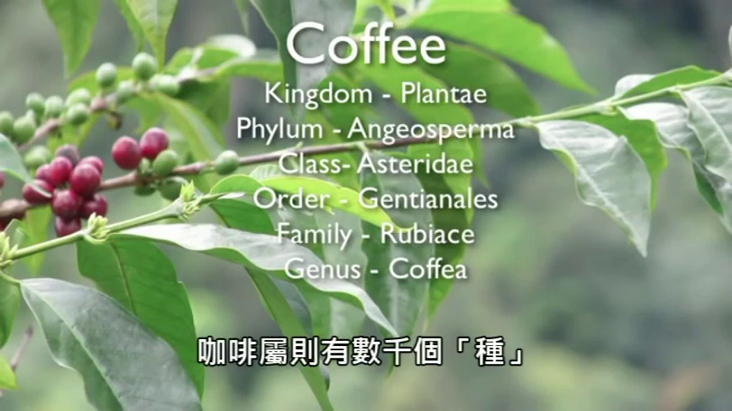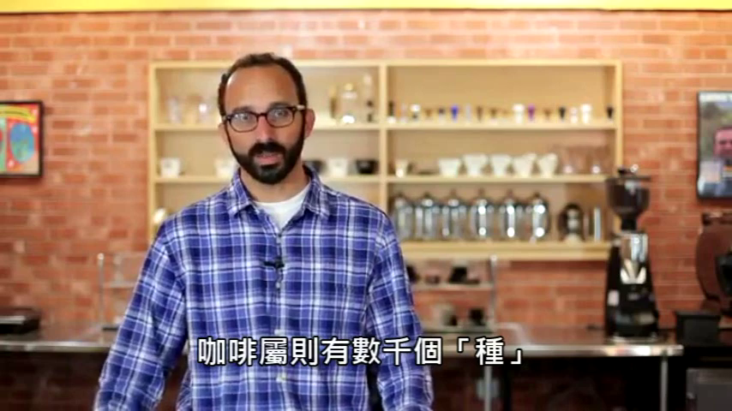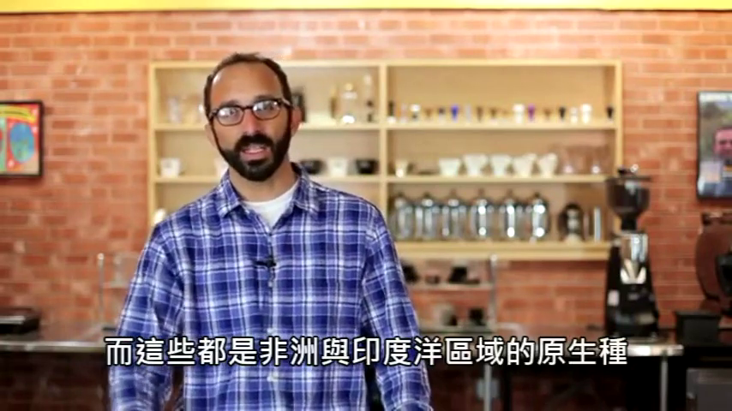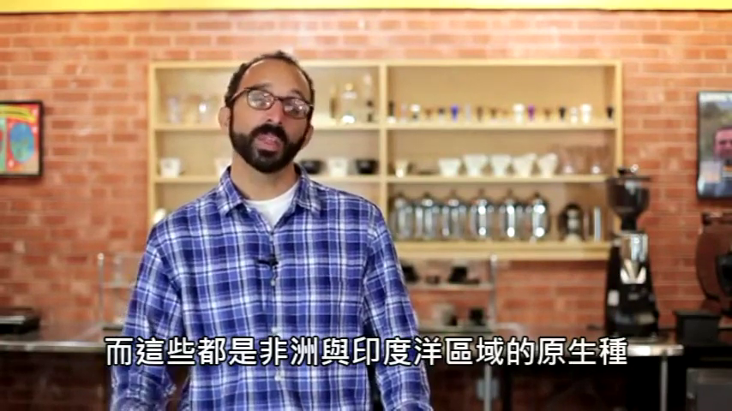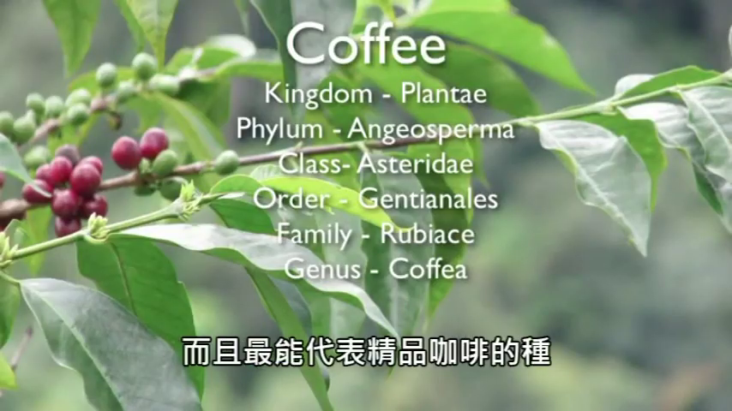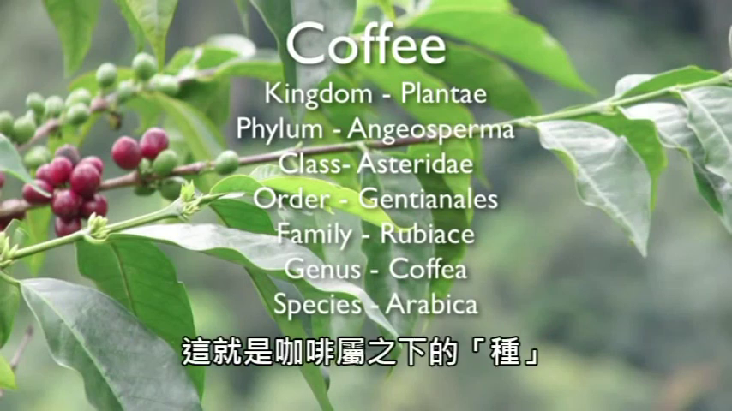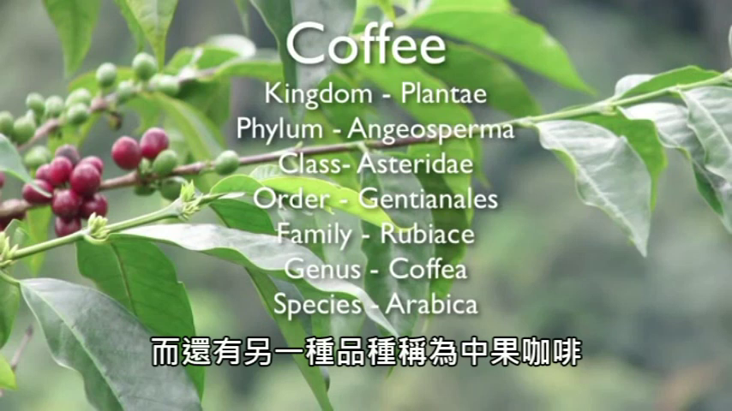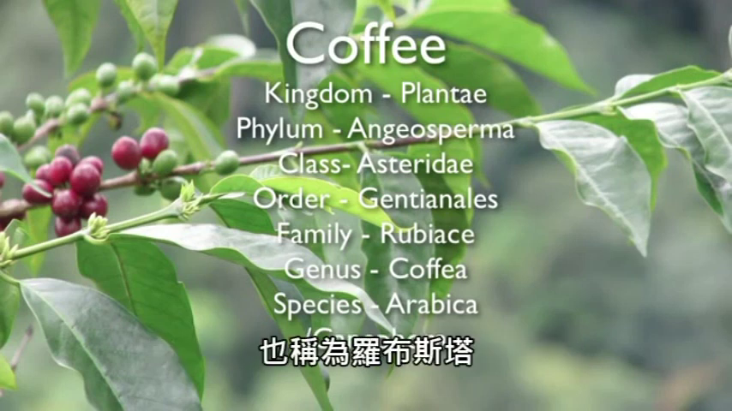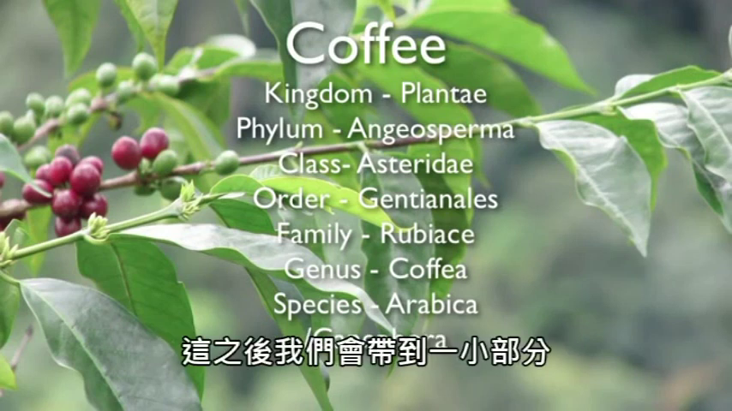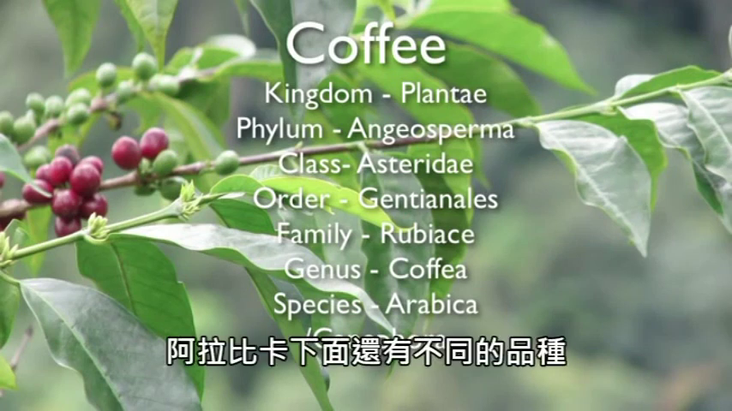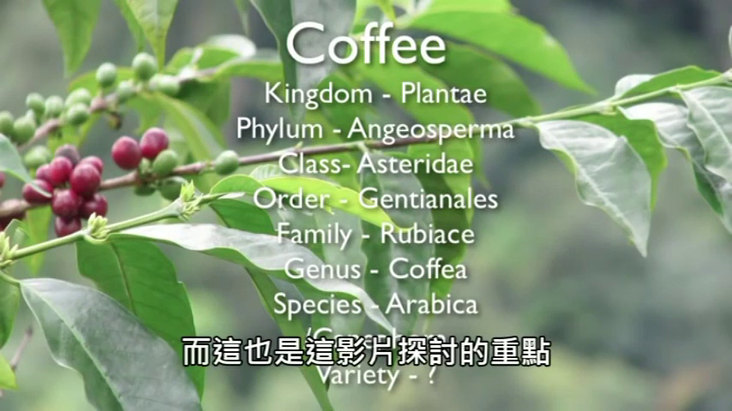Now, in the genus Coffea, there are dozens of species that are all indigenous to Africa and the Indian Ocean area. But the one that we're most concerned about, and the one that represents almost all of specialty coffee, is the Arabica species. That's one species within the Coffea genus. There's another species in the coffee industry which is called Canephora, which we also call Robusta, which we'll talk a little bit more in detail about later. Within the Arabica species, there are different varieties, and that's what we're going to be focusing on today.